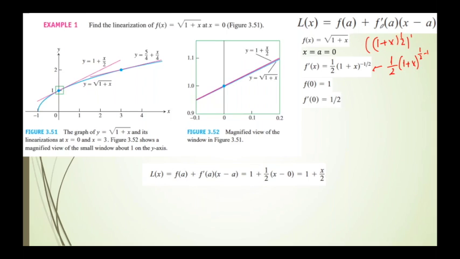Next, we need to write all the values in our function equation. So f of a, which is f of 0, is 1, plus f prime of a, which is f prime of 0, 1 over 2, times x minus 0. So our equation is 1 plus x over 2. And it says that f of x is approximately equal to L of x. So our f of x, which was square root of 1 plus x, is approximately equal to this L of x, 1 plus x over 2.